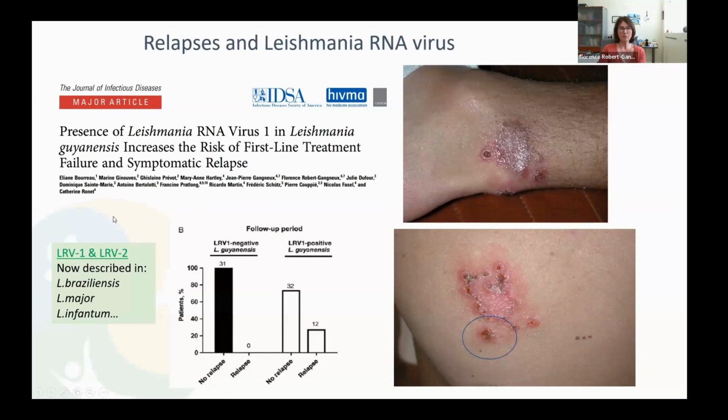So Leishmania RNA virus is a virus that infects the parasites and which amplifies the inflammatory response due to the Leishmania infection. And in those cases, there is a more disfiguring scar, but also a higher number of relapses after treatment. And now Leishmania RNA virus has been described not only in South American Leishmania parasites, but also in Leishmania major, in Leishmania infantum, and so on. So it's more and more recognized as a possible prognostic factor in human infection.